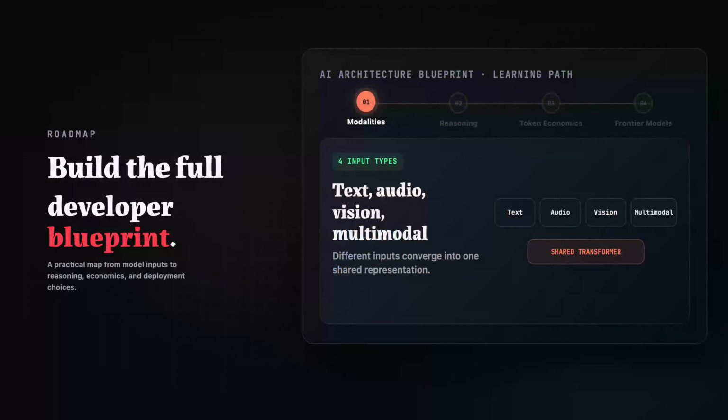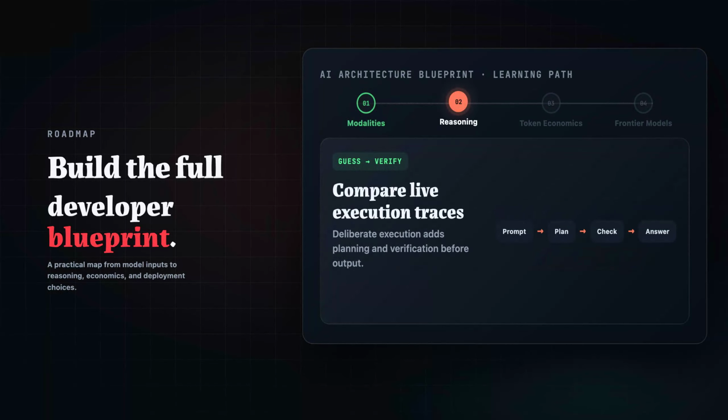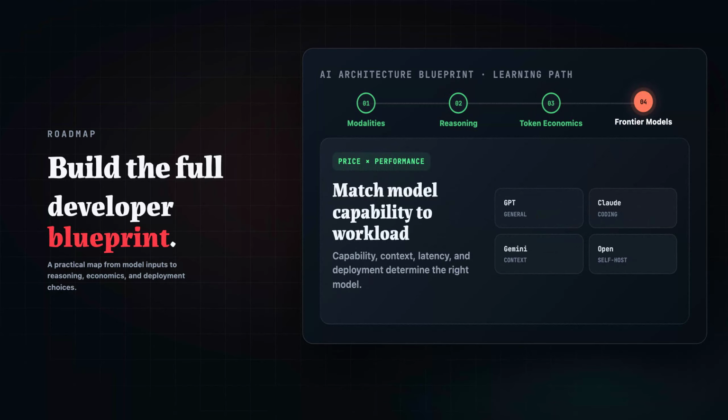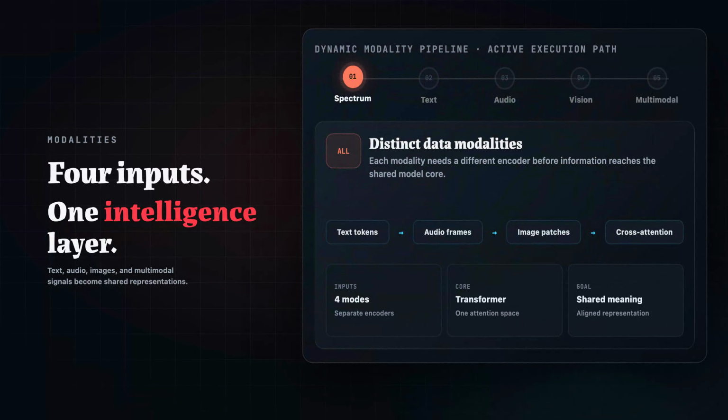Welcome back to AI Sandbox. Today we're building your developer blueprint: modality by modality dynamic processing, reasoning logic with live trace comparisons, token economics, and current frontier model pricing. Generative models process distinct data modalities with dynamic technical demands at each level.